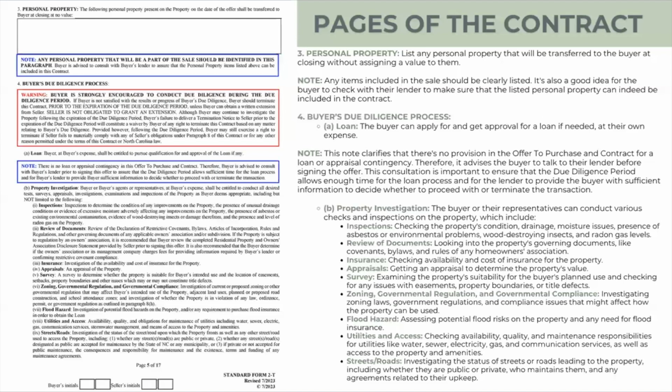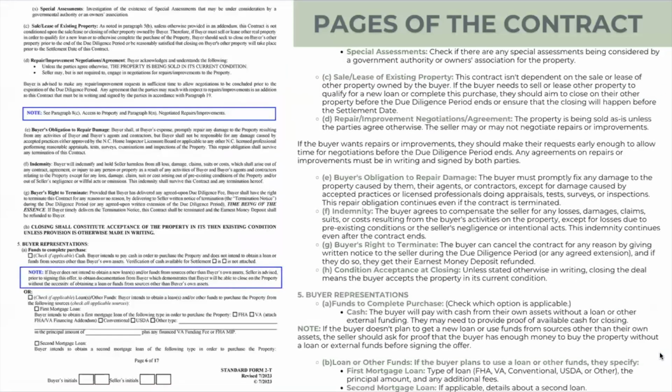Utilities and access. Checking availability, quality, and maintenance responsibilities for utilities like water, sewer, electric, gas, and communication services. And streets and roads. Investigating the status of streets or roads leading to the property, including whether they are public or private, who maintains them, and any agreements related to their upkeep. Special assessments. Check if there are any special assessments being considered by a government authority or owners association for the property.